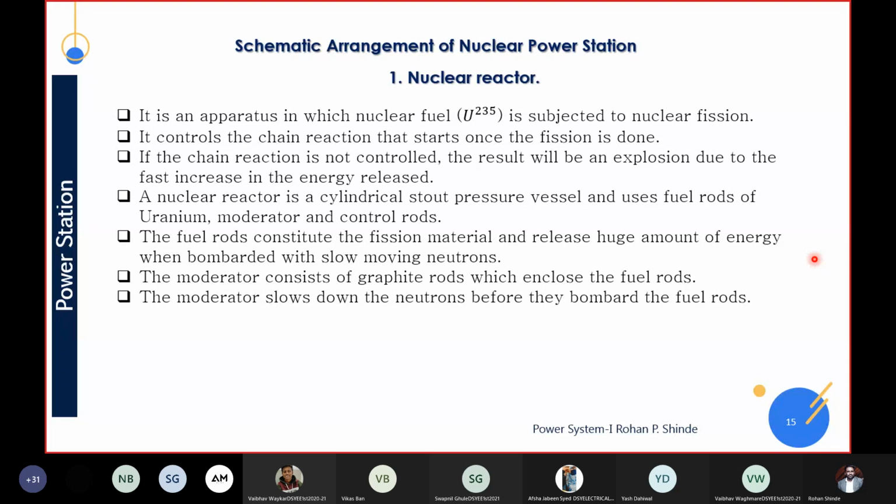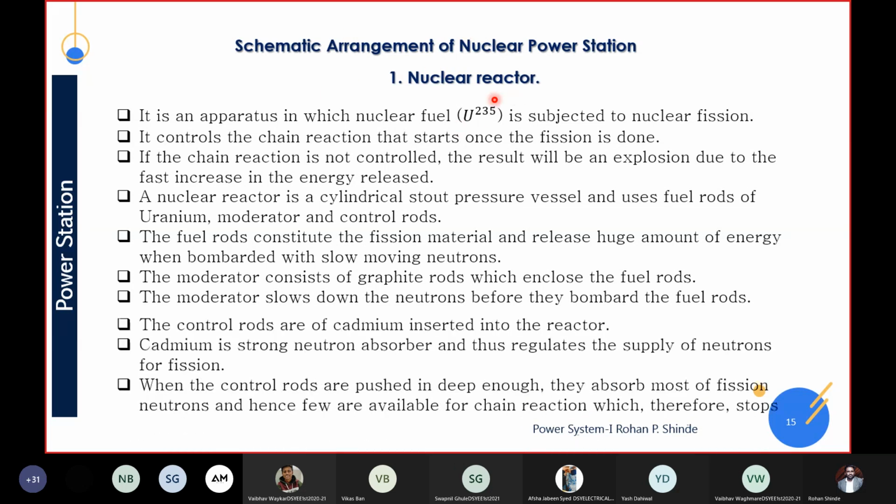This fuel rod constitutes the fission material and releases a huge amount of energy when bombarded with slow moving neutrons. Next, the moderator consists of graphite rods which enclose the fuel rods. The moderator slows down the neutrons before they bombard the fuel rods. This nuclear reactor figure will be shown in the next slide.